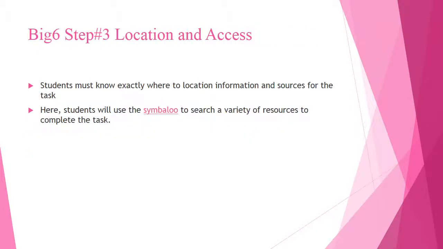Big Six step number 3 is location and access. Here students will know exactly where information is located within the media center, and they will use a variety of tools to complete their task. Several tools are available to them in the Symbaloo, which comprises several different resources for them to read, as well as videos to watch, and many activities that will guide them through their task.